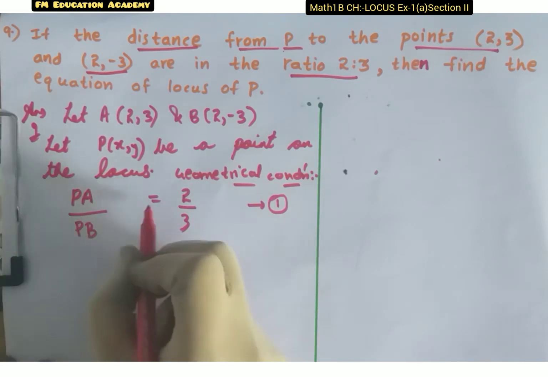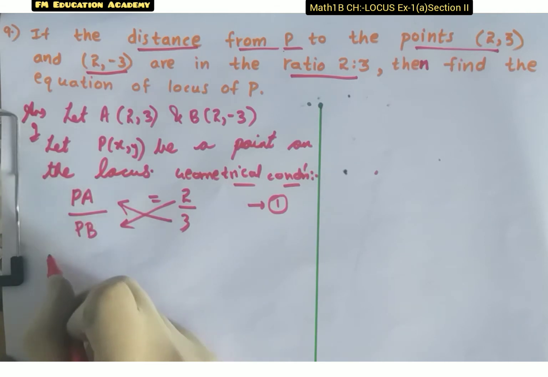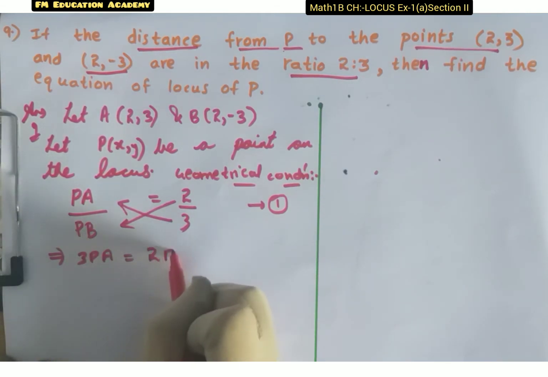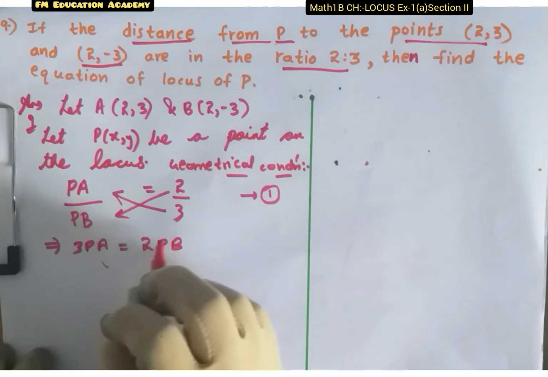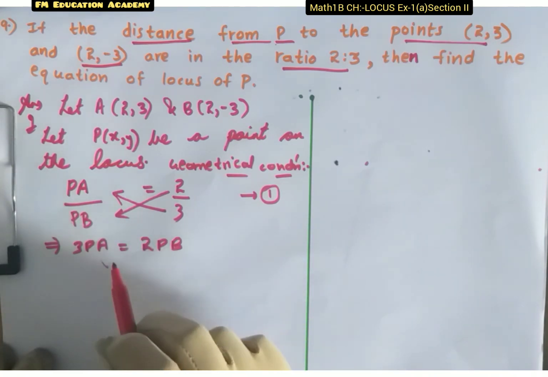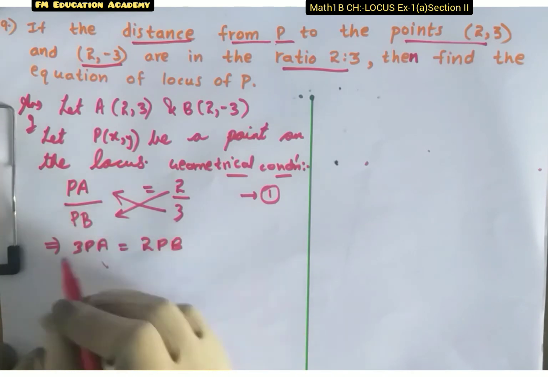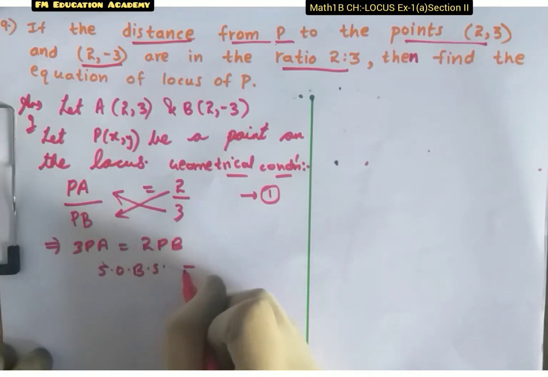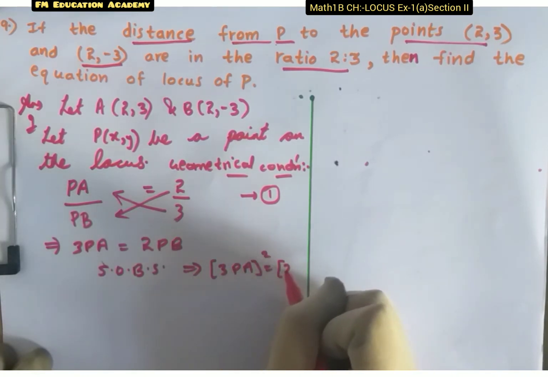Now in order to solve this, what can we do? We can cross multiply. So 3 into PA is equal to 2 into PB. Now PA is a distance and PB is also a distance. So in the distance formula, a root will come, and we want to cancel that root. In order to cancel it, we will square on both sides. So squaring on both sides, 3PA whole square is equal to 2PB whole square.